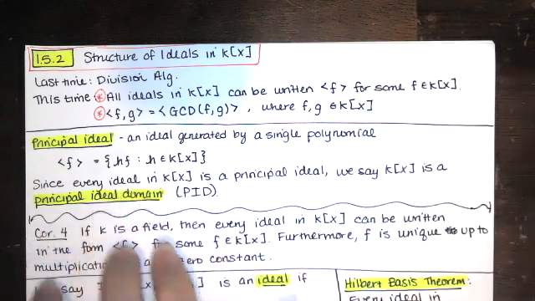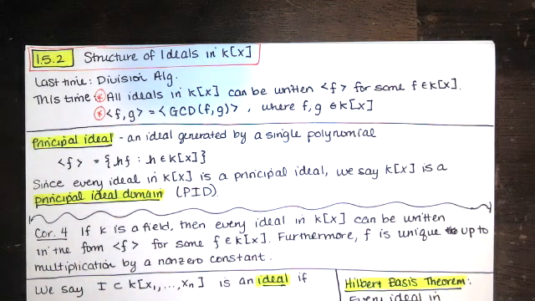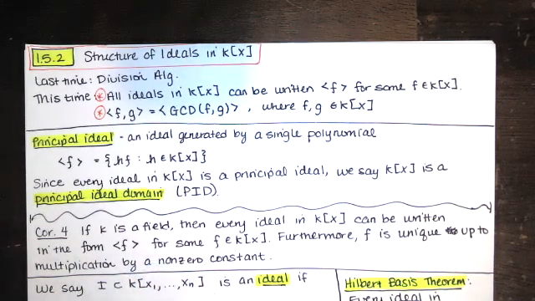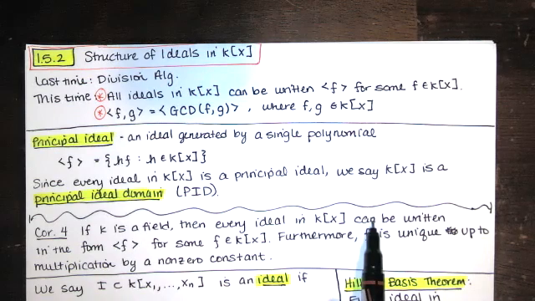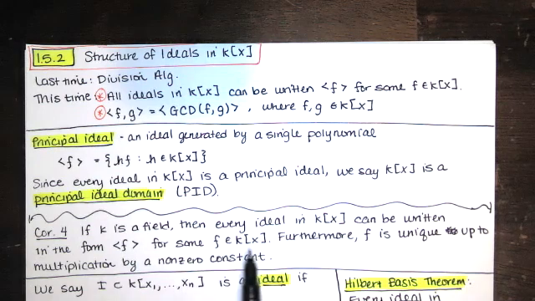The first result is stated in corollary 4, and we're going to need some background on what an ideal is, and then it's helpful to just remember that the Hilbert basis theorem is coming. So corollary 4 says this: if k is a field, then every ideal in the polynomial ring, where polynomials are in one variable x, can be written in the form the ideal generated by f for some f in our ring. Furthermore, it says f is unique up to multiplication by a non-zero constant.